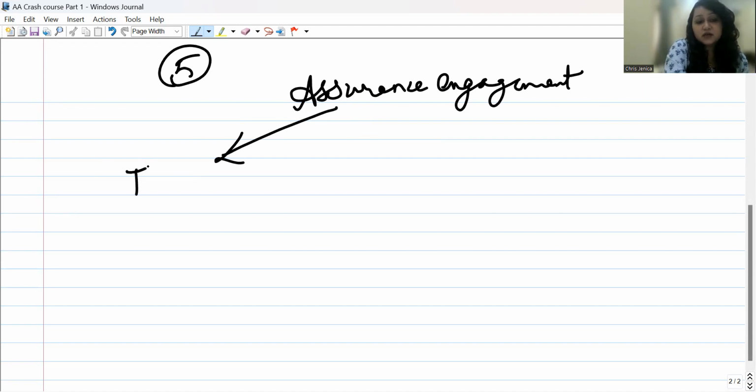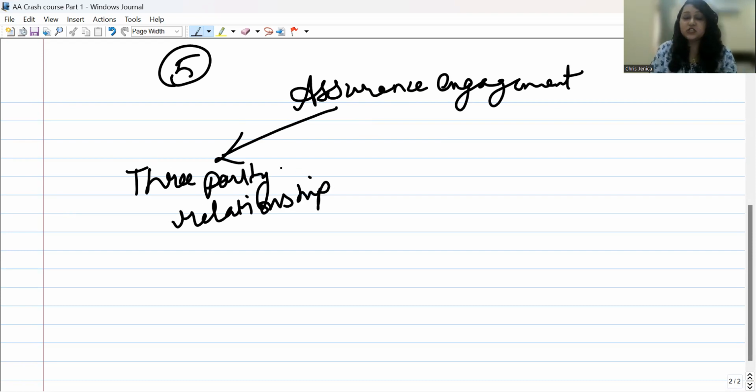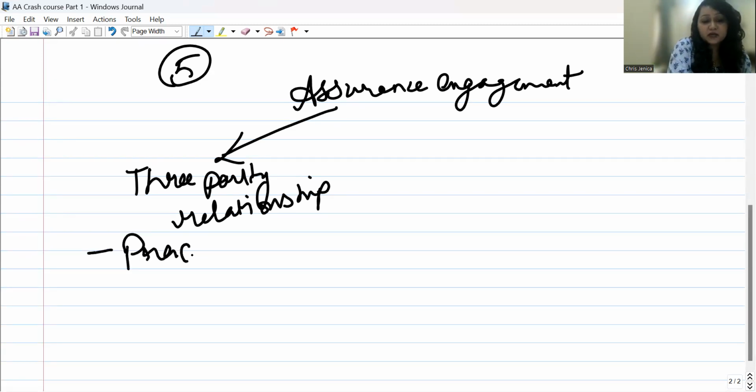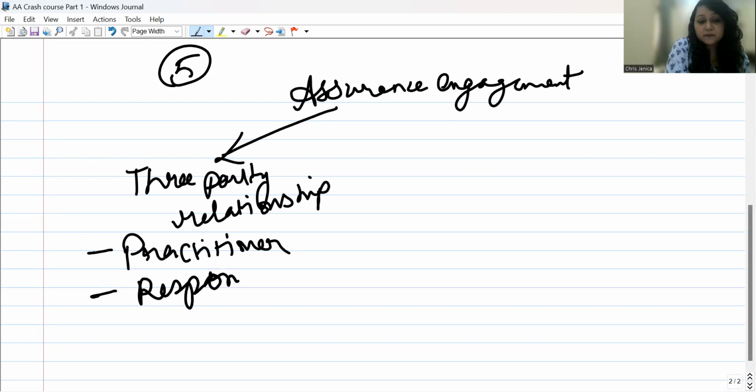The first element is the three-party relationship. Three-party relationship, that is, I already told, I'm the audit firm, you are the client firm, and then the third party will be the intended user. So basically, the first one is the practitioner. There should be an audit firm who has to audit the financial statements. So I'm going to audit the financial statements of whom? I'm going to audit for the client company. So they are called the responsible party.